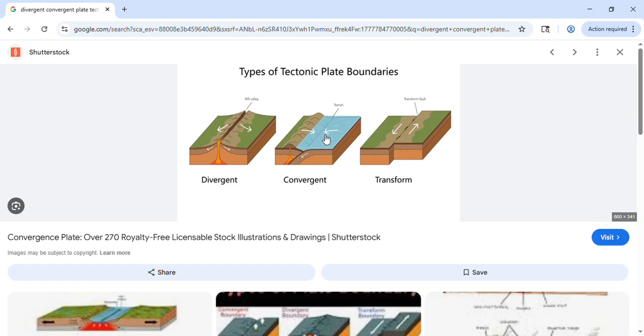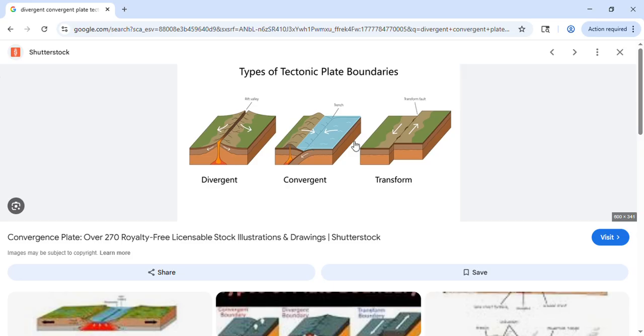Next is convergent plate boundaries. This is where the plates collide. Usually the denser plate sinks beneath the lighter one, and this process is called subduction. This is how the Himalayas were formed, by the collision of the Indian plate and the Eurasian plate.